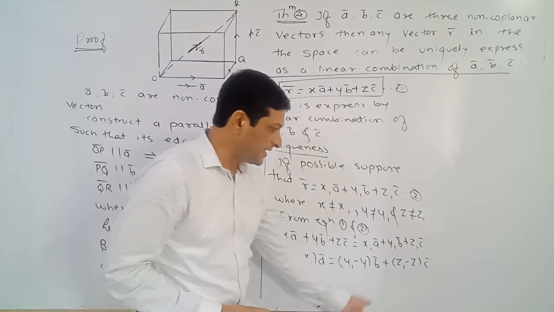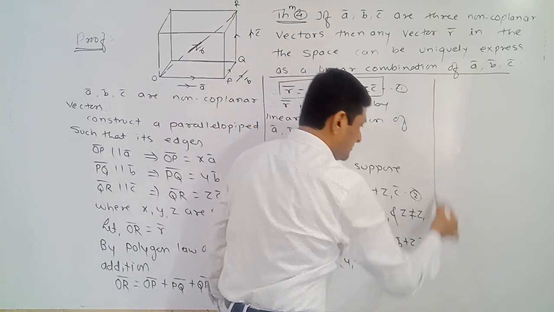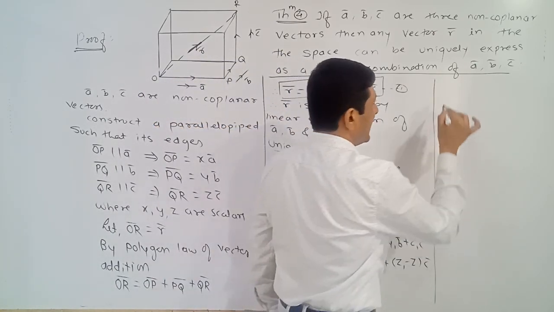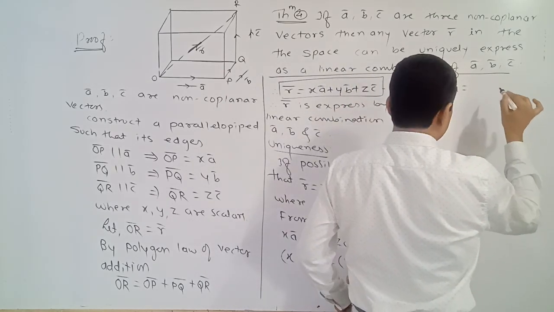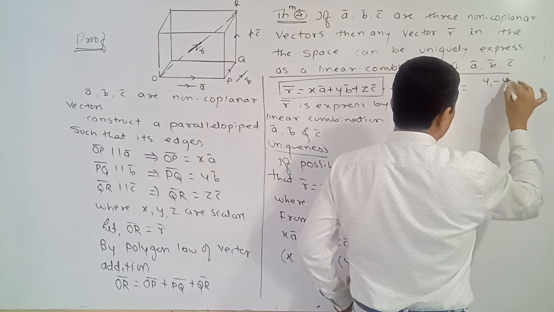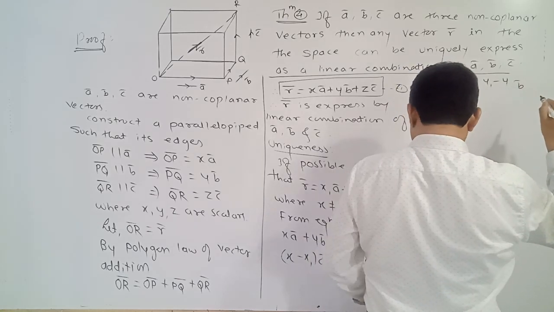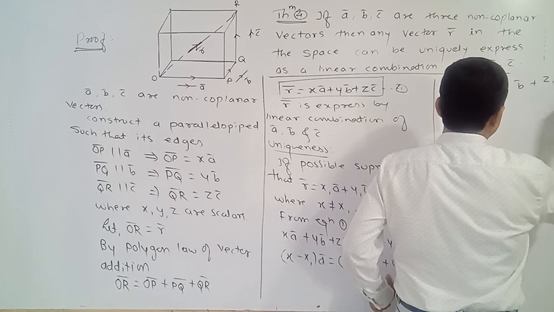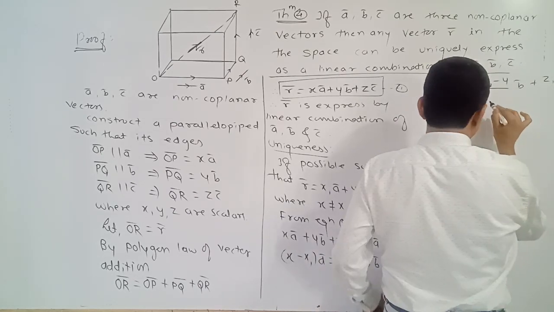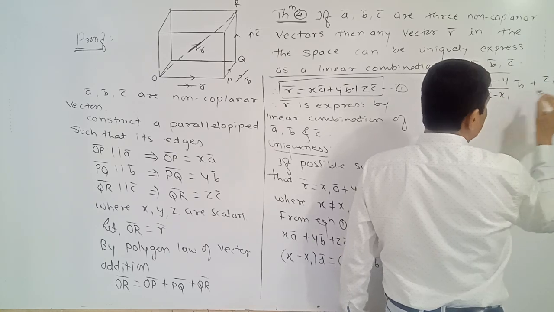Now this term is multiplied with a bar, so on this side it will get divided. What result will we get here? a bar will be equal to, on this side two terms, (y1 minus y) b bar plus (z1 minus z) c bar, and here x minus x1 will divide both the terms.